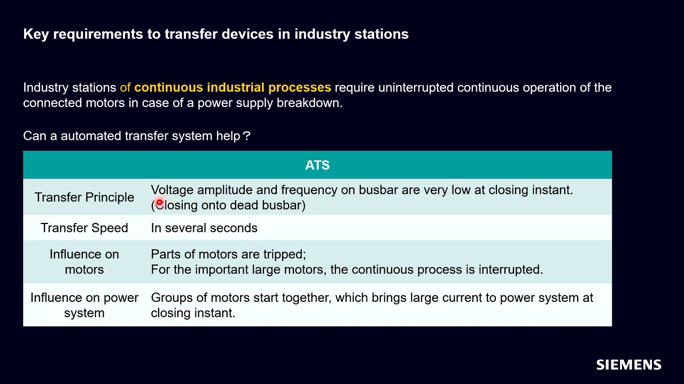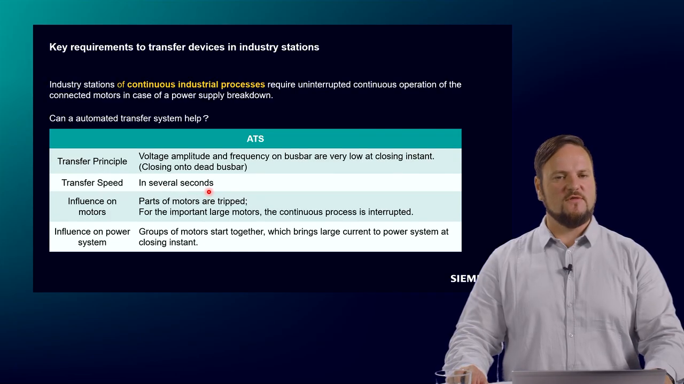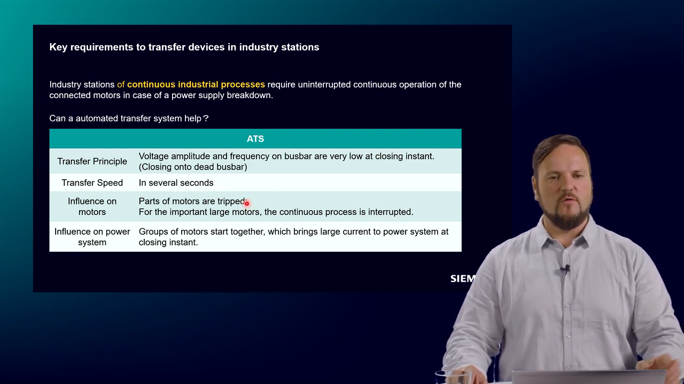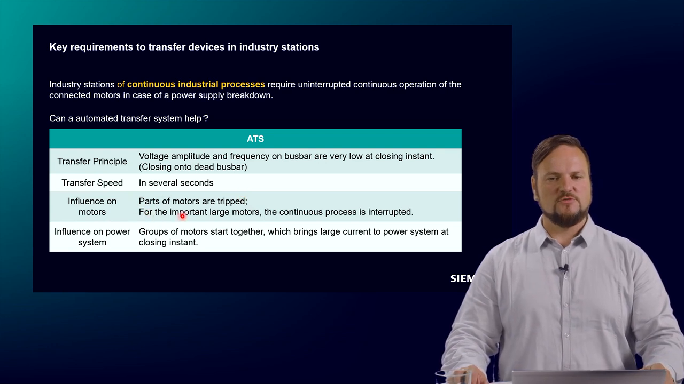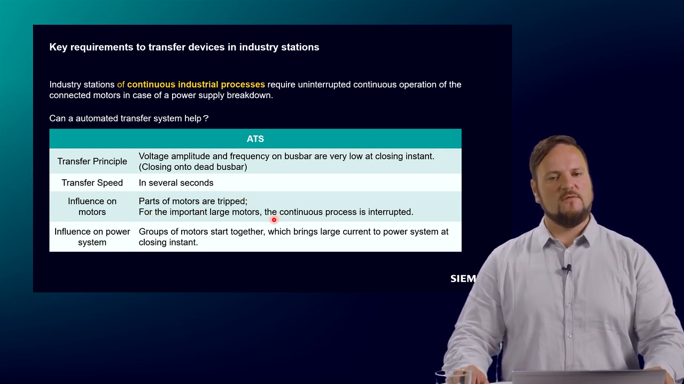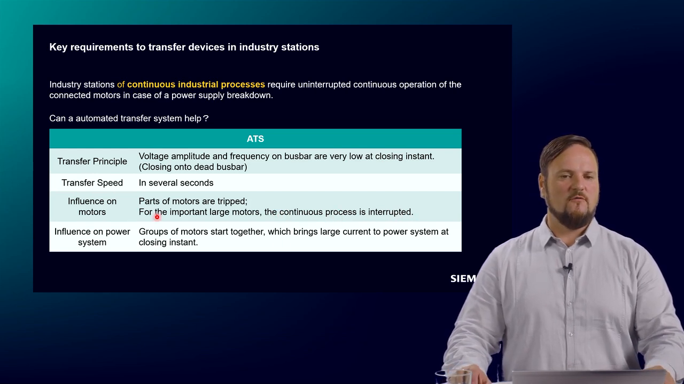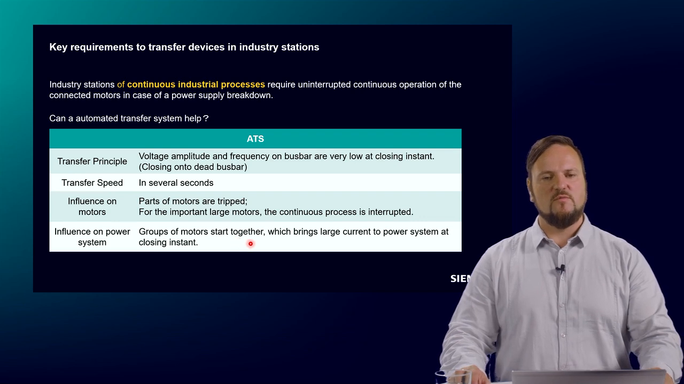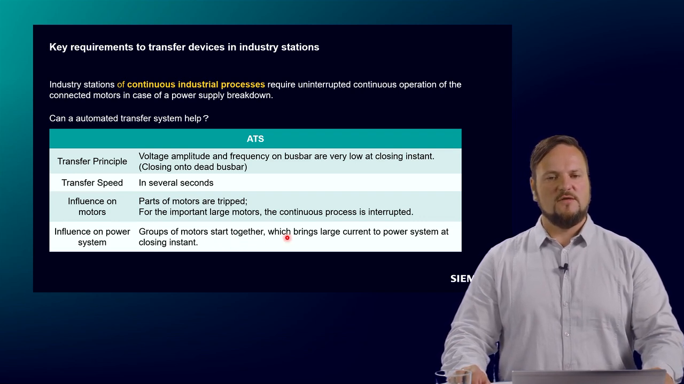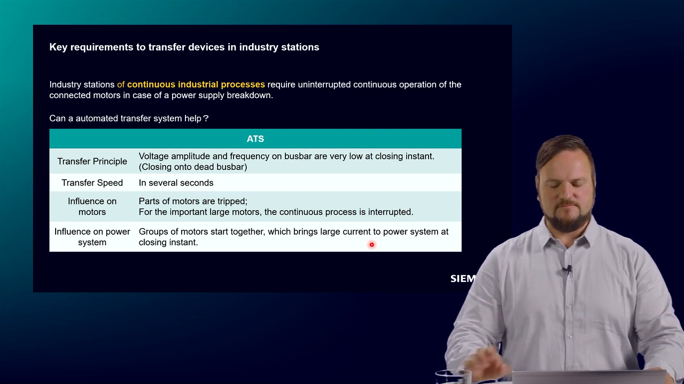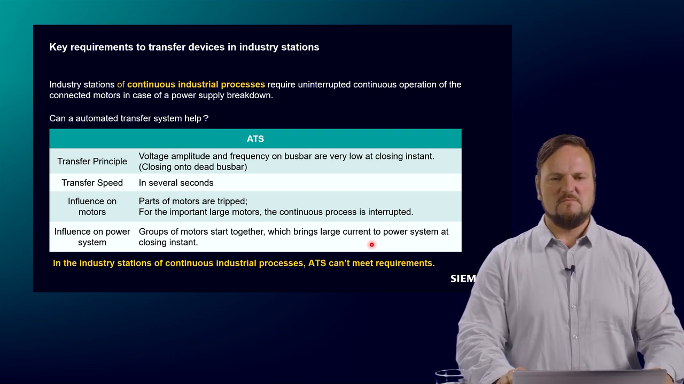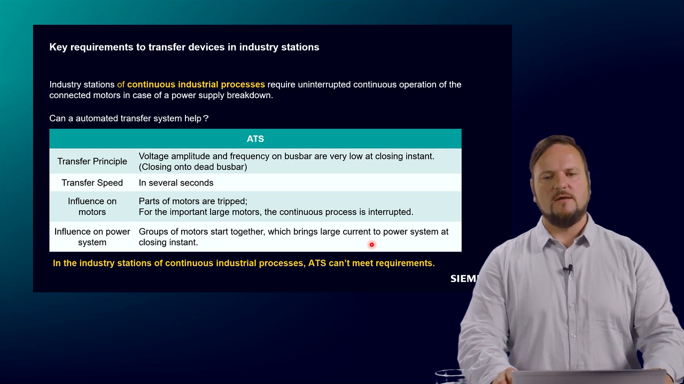That means it takes several seconds and the voltage goes down to zero. And of course, some of the motors are tripped because we are losing the voltage. For large motors, of course, we cannot provide a continuous process, so the process is interrupted. And in the end, the influence on the power system is that after the voltage comes back on the motor bus, we start the motors in groups, and this brings a large current to the power system. So a normal ATS system can't meet the requirements.